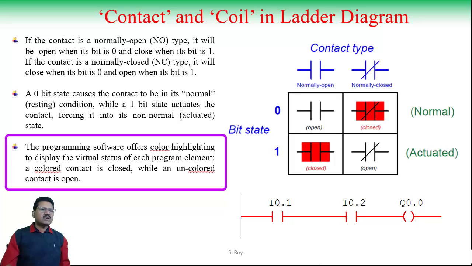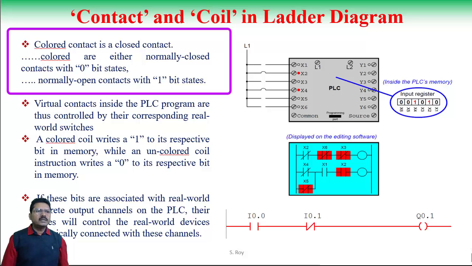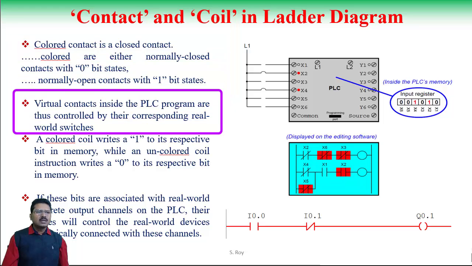The programming software offers color highlighting to display the virtual status of each program element. A colored contact is closed, while an uncolored contact is open. A colored contact is a closed contact. Colored contacts are either normally closed contacts with 0 bit states or normally open contacts with 1 bit states. Virtual contacts inside the PLC program are thus controlled by their corresponding real world switches.